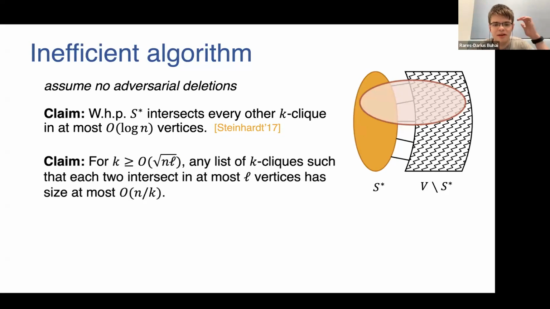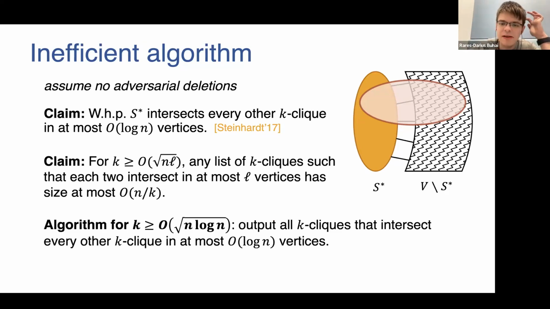And the second claim is actually just one that allows us to get a small list size. It's just an inclusion-exclusion argument. So it says that for k at least √10 times some L, if you have a list of k-cliques such that the intersection of any two is at most L, then the maximum number of such k-cliques is n over k. So in a sense, what this is saying is that if you have many k-cliques which are almost disjoint, then you can put at most n over k of them.